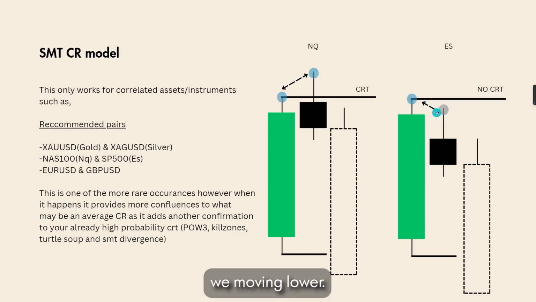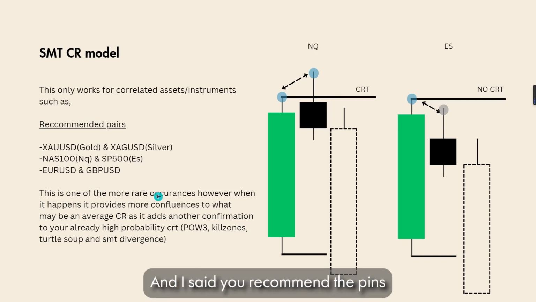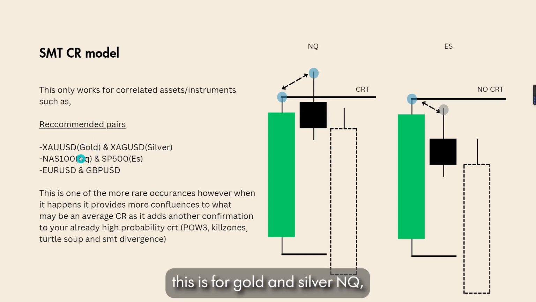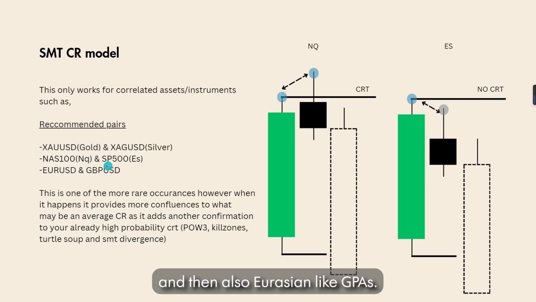Instead, we're moving lower. This deviation in price allows us to understand that there's a higher chance for price to actually distribute lower, okay? And as I said, your recommended pairs to actually use this is for gold and silver, NQ or NAS and S&P 500, and then also USD, and then a pair like GBPUSD, okay?